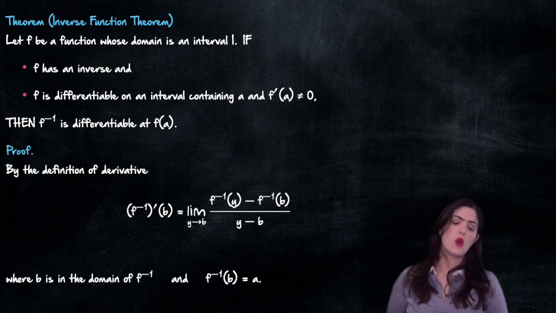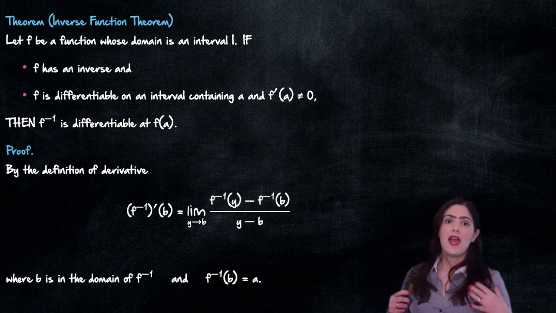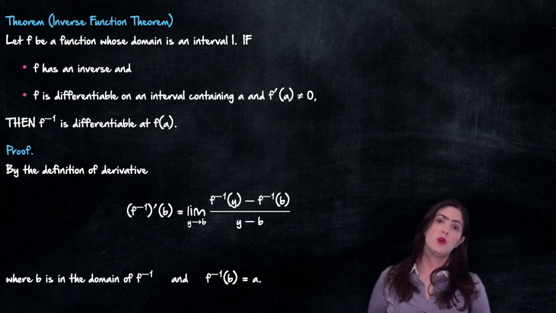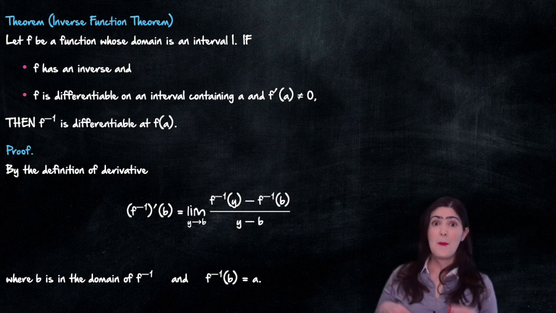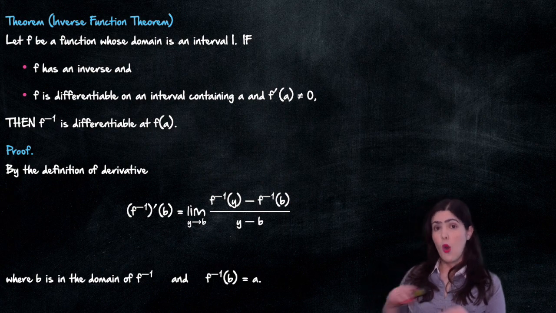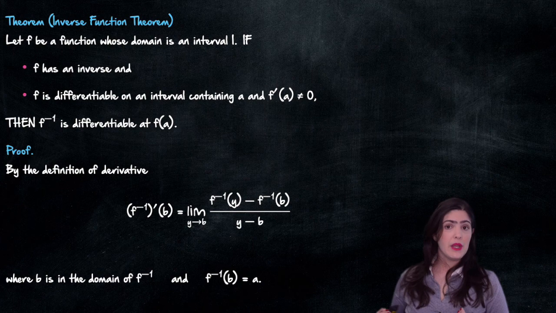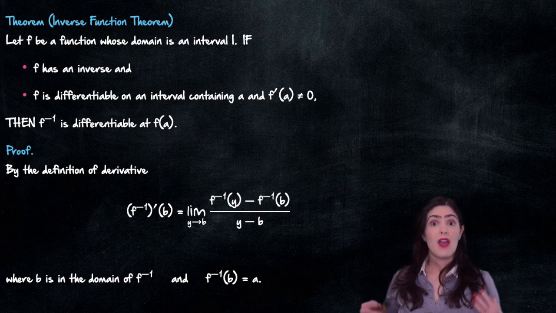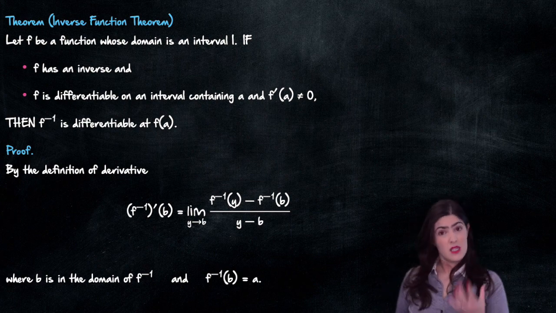And to prove this, we're going to have to go back to the definition of the derivative. So f inverse prime of b is equal to the limit as y approaches b of f inverse of y minus f inverse of b over y minus b. And here b is a point such that b is equal to f of a. That means that f inverse of b is equal to a.